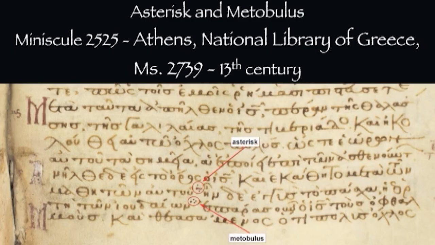The metabolus marks the end of a doubtful section. It tells you, hey, it's just this one verse that we're dealing with. The other ones, that was implied. Here it's explicit, telling you this is doubtful.